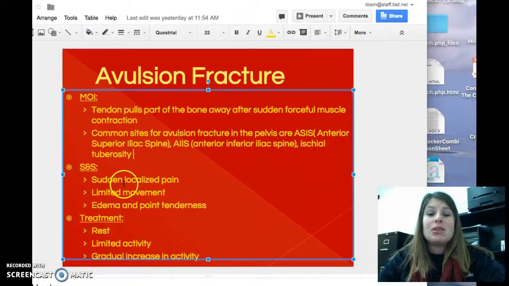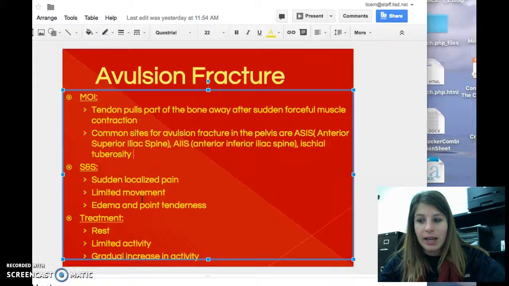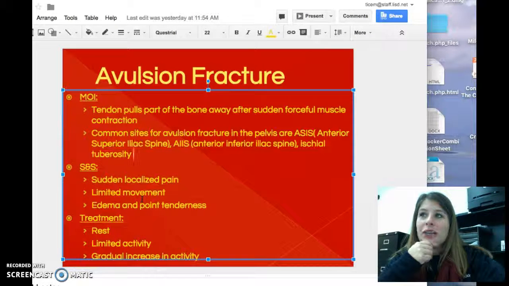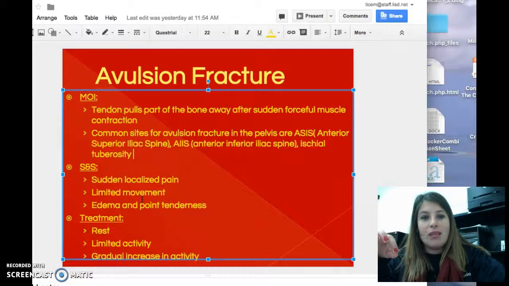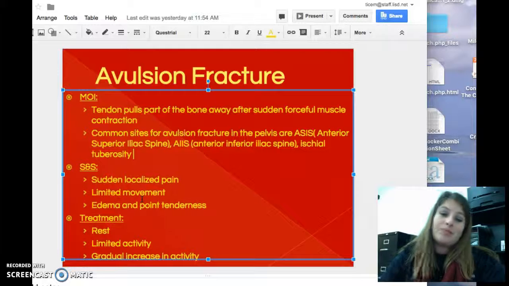Signs and symptoms: localized pain. It's going to hurt. Whatever muscle you have just removed from its attachment, that patient will be unable to perform that motion. We had a soccer player a couple years ago whose hip flexor popped off. He had an avulsion fracture, and he could not flex his hip to save his life. You've severed that attachment. It's not going to work. That rubber band is no longer attached.